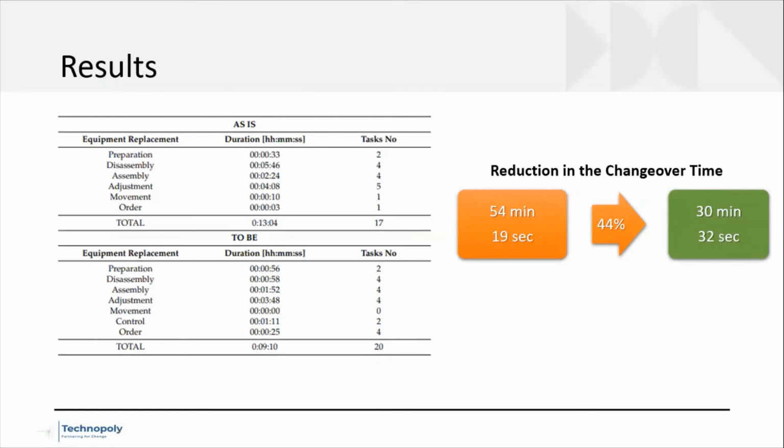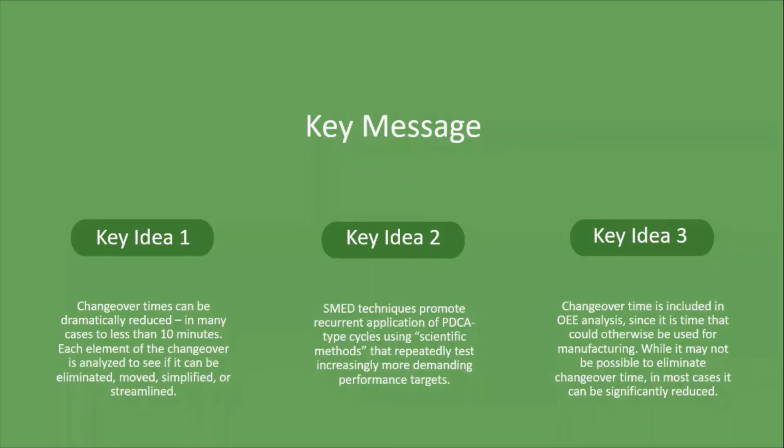The proposed rationalization of the changeover process led to a total setup duration of 30 minutes and 32 seconds, thus a reduction of 24 minutes 32 seconds from the original time. This is equal to a decrease of 44%. So again, changeover times can be dramatically reduced, in many cases to less than 10 minutes. Each element of the changeover is analyzed to see if it can be eliminated, moved, simplified, or streamlined.